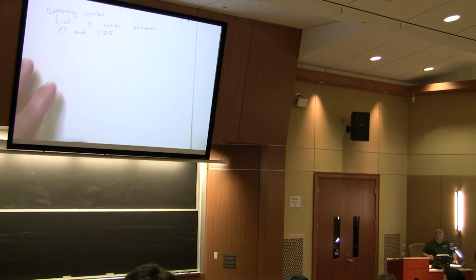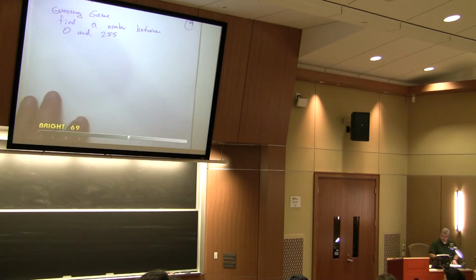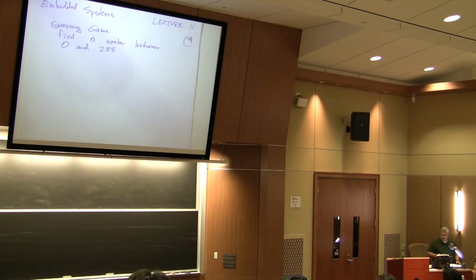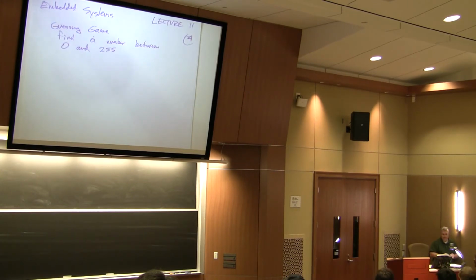I'm going to write the number down. This is horrible, what is this brightness? Oh, look, I like this. The brightness was 120%. All right, find a number between 0 and 255. I'm going to give you 8 guesses for a trip to the prize closet. Who do I choose to do that? Who wants to play the game?